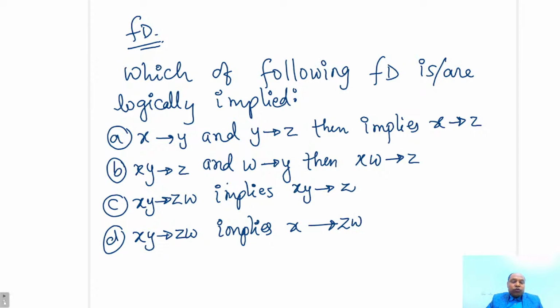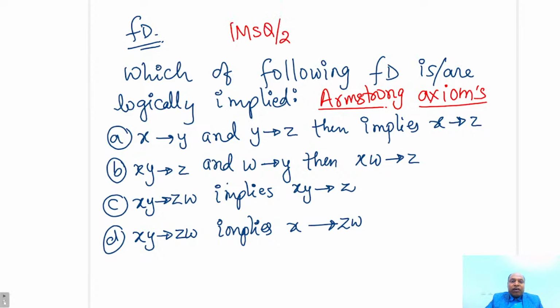So we can have two methods to solve it. First, we can apply Armstrong axioms. These are simple questions with Armstrong axioms, directly related to them. No need to worry about the formula. This particular question is a multi-select question for 2 marks. Let's check. If x derives y and y derives z, then definitely x derives z. This is called the transitivity property of Armstrong axioms.